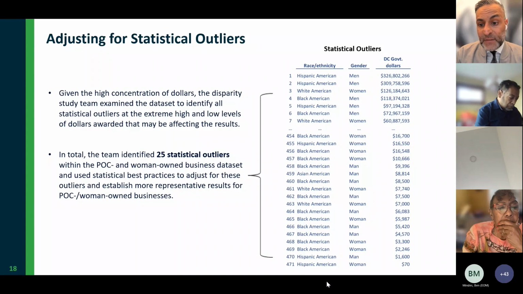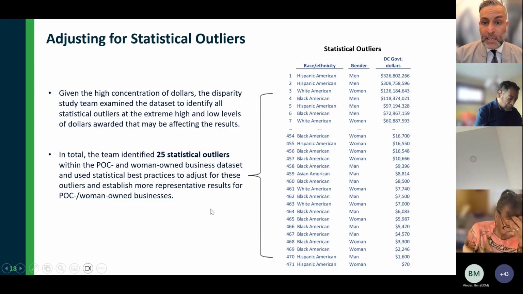And then there were 18 firms at the bottom of the scale that received so few dollars, they were also considered statistical outliers. So we went through a process where we identified those 25 statistical outliers and then adjusted the dollars they received so that they looked more like the rest of the 471 POC and woman-owned businesses that received dollars during the study period, and then recalculated disparity indices.